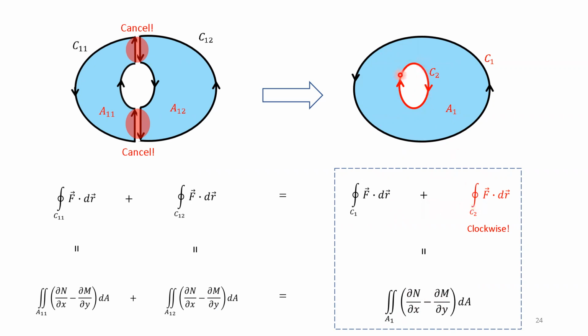Whenever you have a hole, you need to add one more line integral for the inner boundary, and that inner boundary has to be done clockwise. And you could imagine that this argument can be generalized to 2 holes, 3 holes, and so on.